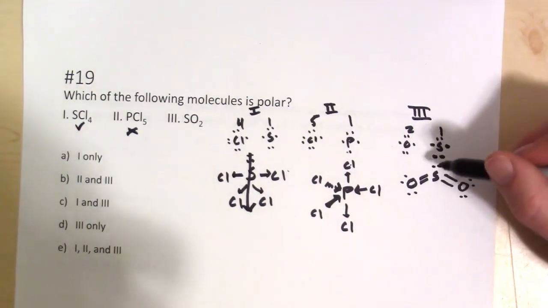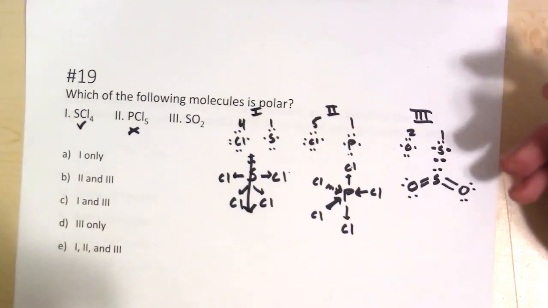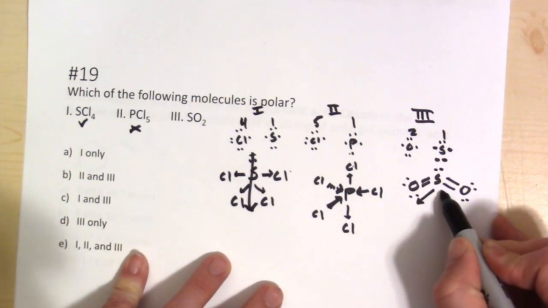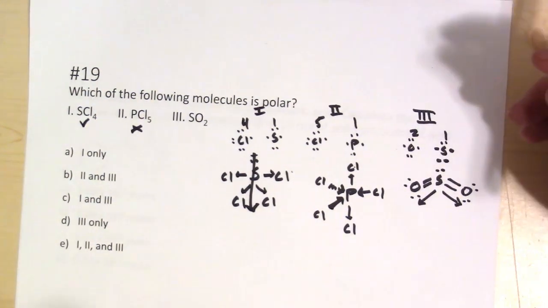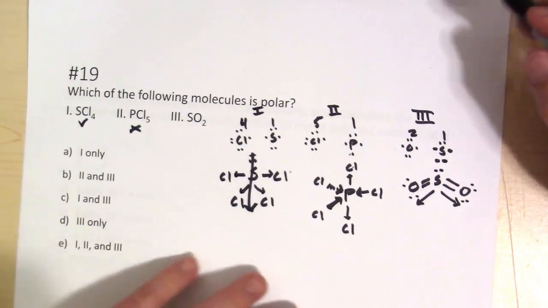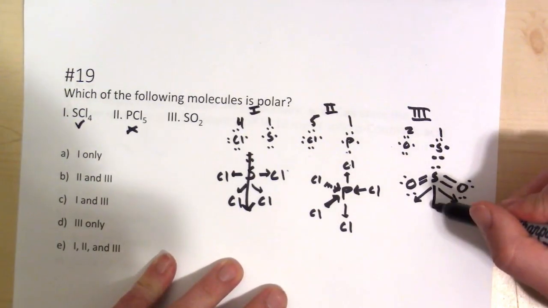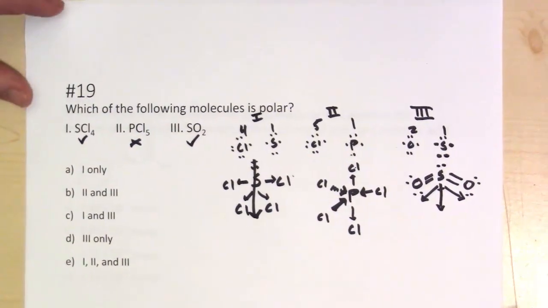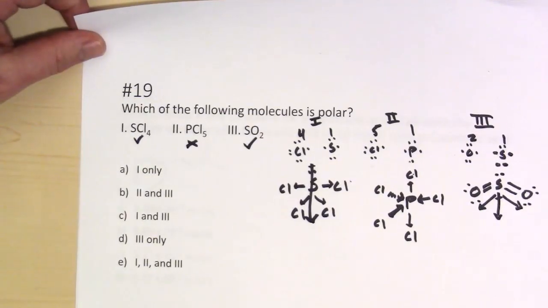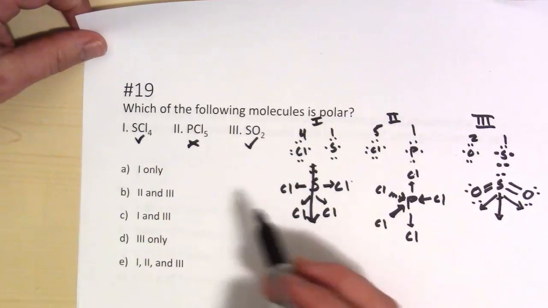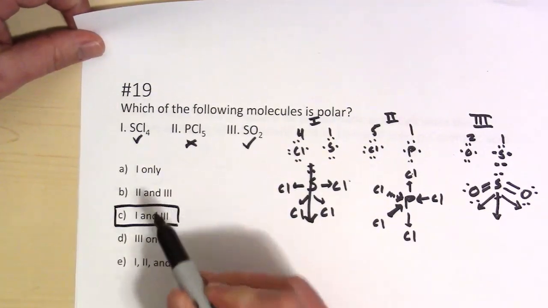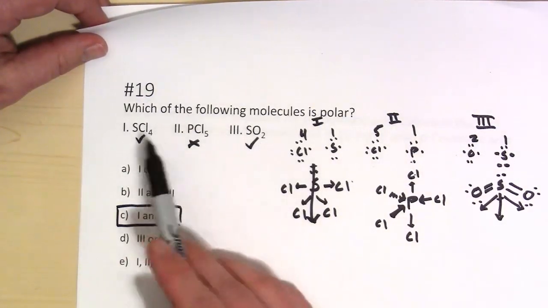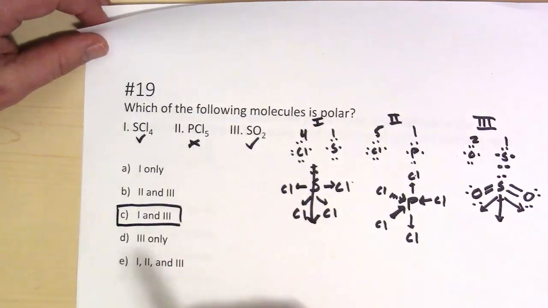So this again makes SO2 not a completely symmetrical molecule, because if we look at the bond dipoles, they're pointed towards each oxygen, since oxygen is more electronegative than sulfur. So that's going to give this molecule an overall molecular dipole in this direction. So this is a polar molecule as well. So looking at our answer choices, 1 and 3 are polar, so that is going to correspond to answer choice C here. Just 1 and 3 are polar, and 2 is a nonpolar molecule.